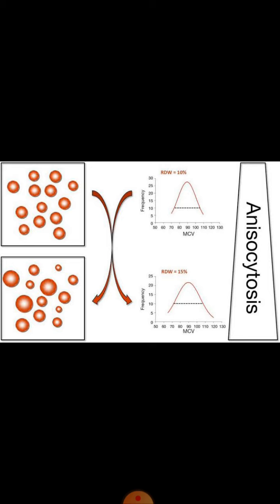Now as we have two types of red blood cells having two types of mean corpuscular volume, the graph will be widened. This is the red cell distribution width. Here it is 10% and here it is increased to 15% because the graph is widened because of two sizes of the red blood cells. So this is known as red cell distribution width.